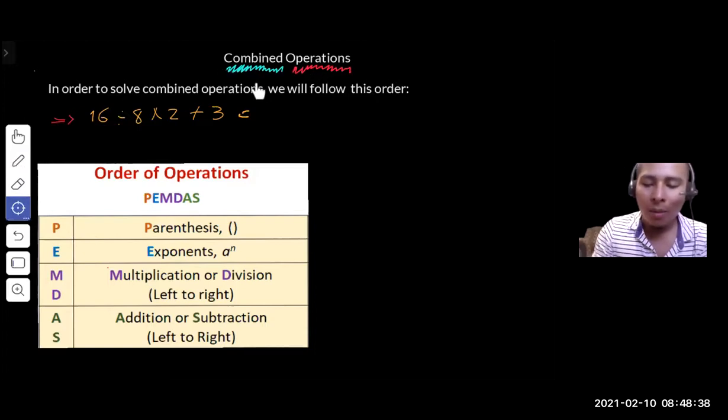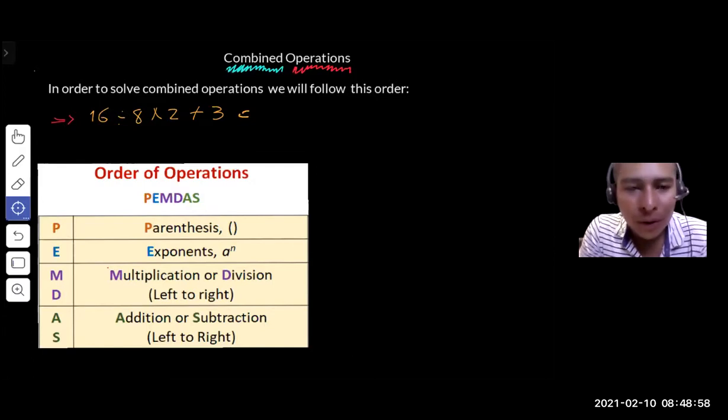This is called combined operations, or mixed operations, or complex operations too. Take a look: I have a division, I have a multiplication, and I have an addition. And I could possibly come across a subtraction, the four basic arithmetic operations. That's why we need to learn how to solve them, since we have different operations, guys.